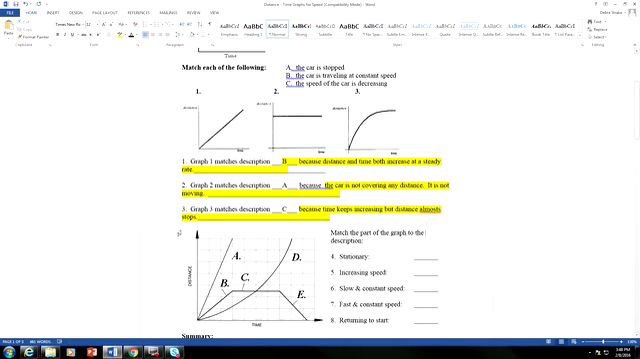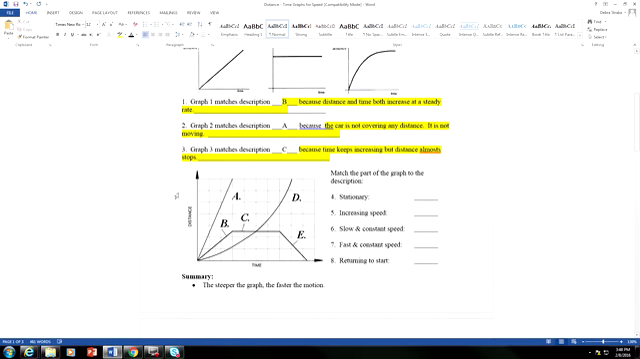Okay, I'll give you a few minutes to go ahead and hit pause here and make sure you're all caught up on that part. So go ahead and hit pause and write those in. Okay, you should be back now, and now we're going to match our parts of the graph to the description. So we looked at the things that were happening up here. We're going to try to match these things here.